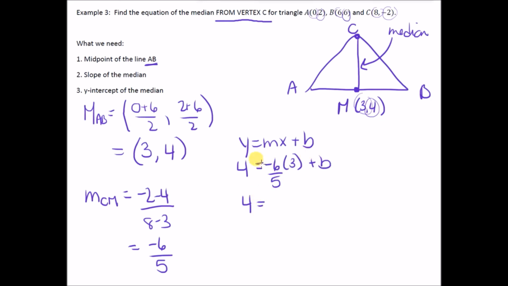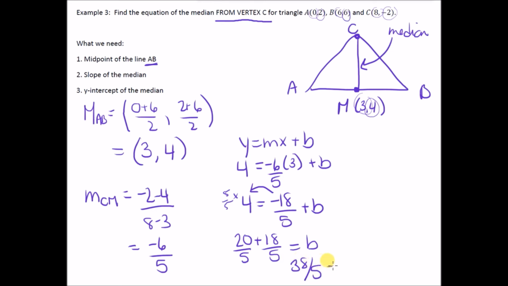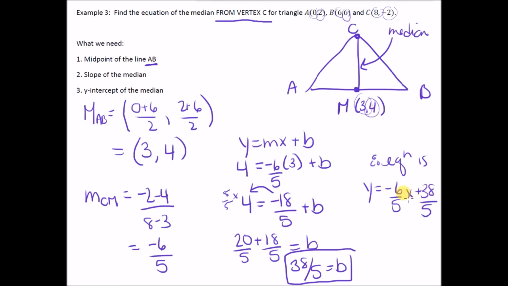Okay, so 4 equals, what's negative 6 times 3? I get negative 18. That's over 5 plus b. Bring that over. If you have a good calculator, you can do that. If not, let's multiply 4 by 5 over 5. Okay, I get 20 over 5 plus 18 over 5 equals b. I get 38 over 5 equals b. Therefore, the equation is y equals negative 6 over 5x plus 38 over 5.